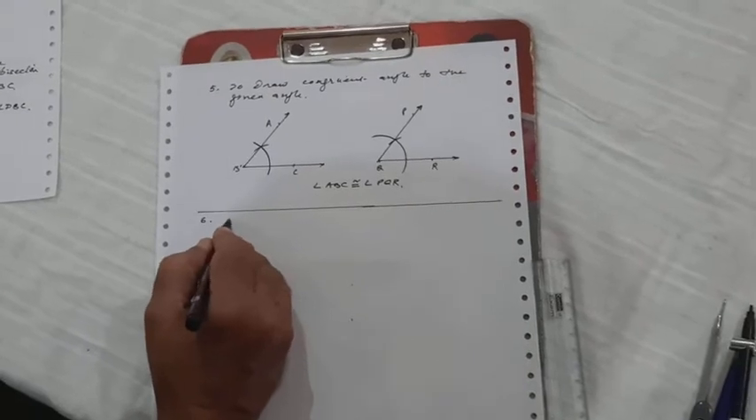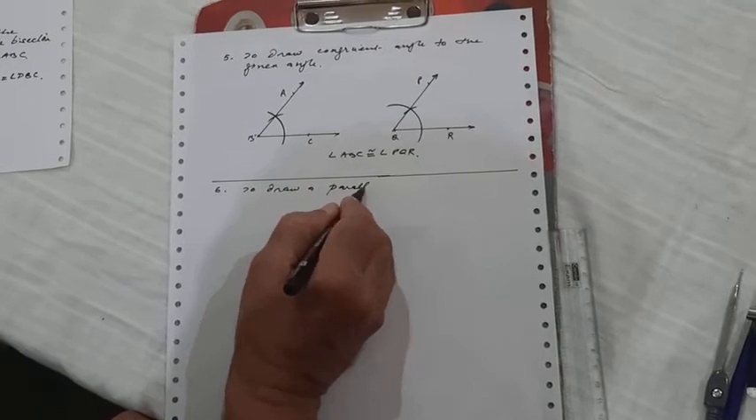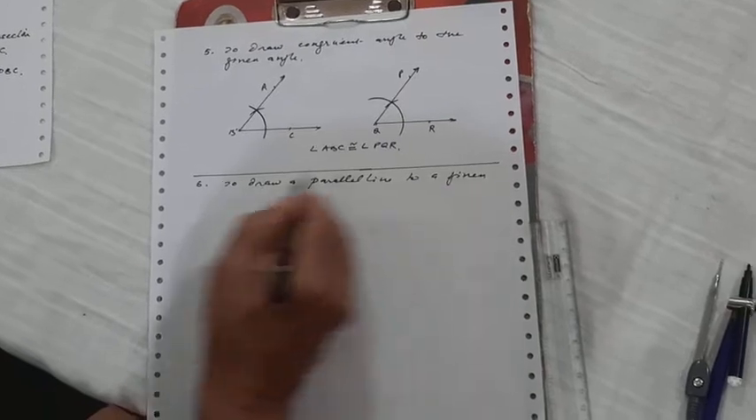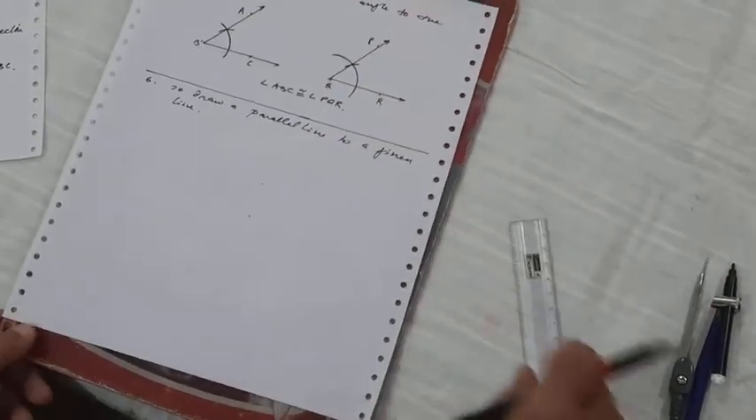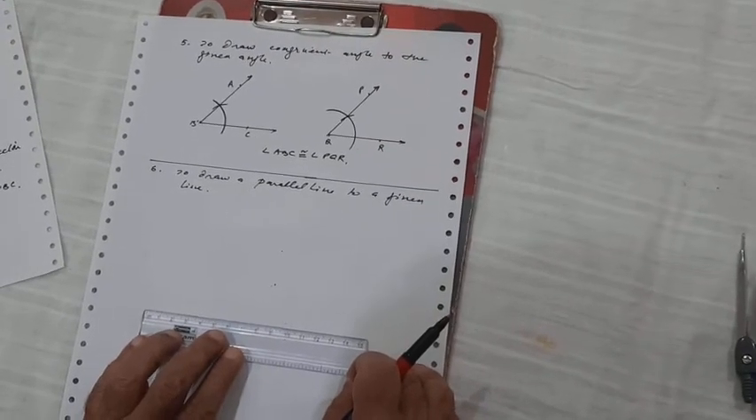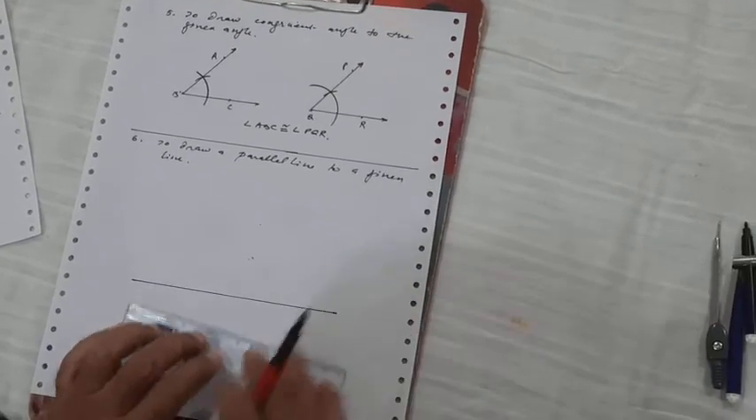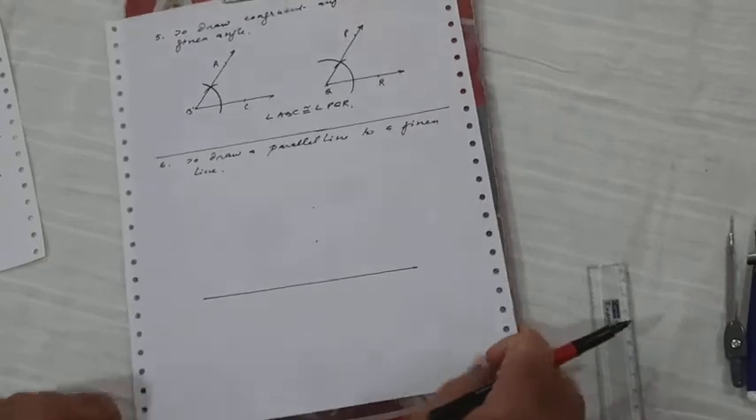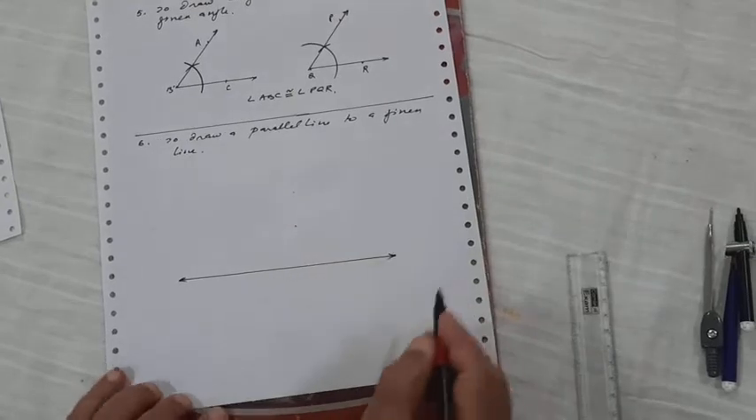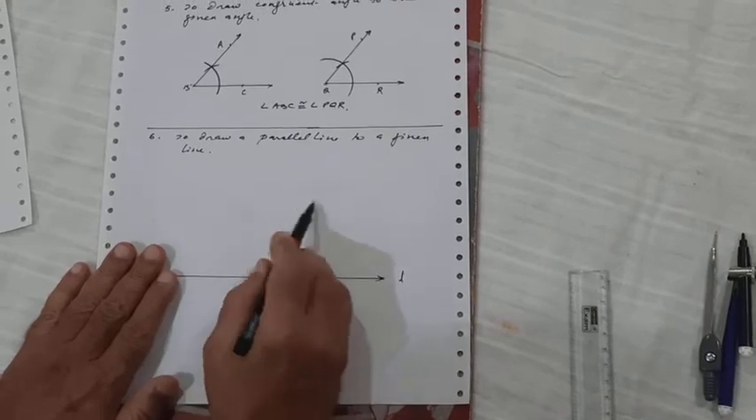The construction is to draw a parallel line to a given line. One line is given, we have to draw a parallel line to it. When we start the main line construction, at that time I will show you how to use this basic construction for the main construction. Draw line L. Now suppose this line is there, we can take a point anywhere.